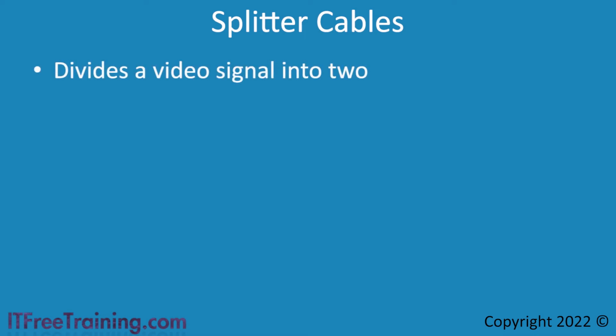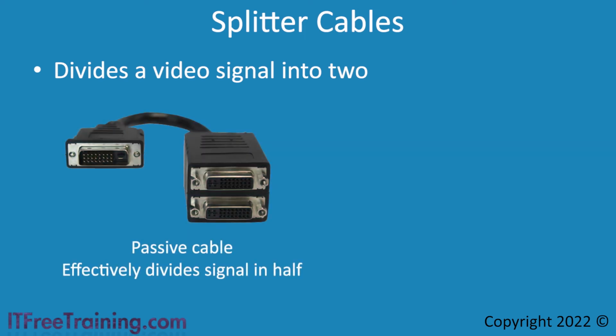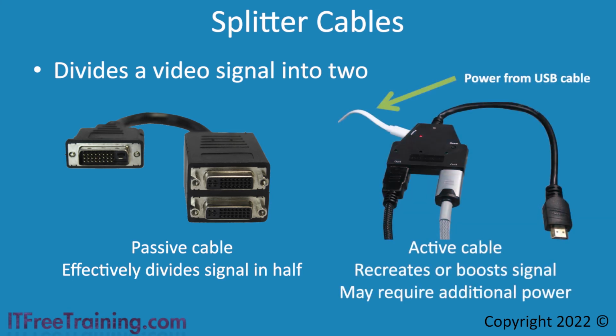The next adapter that you may come across is a splitter cable. A splitter cable essentially divides a video signal into 2. The simple video splitters are the passive cables. Using a cable like this essentially divides the signal in half. This reduces the signal, and for this reason, you generally need to keep the cable length shorter and higher resolutions may not work.